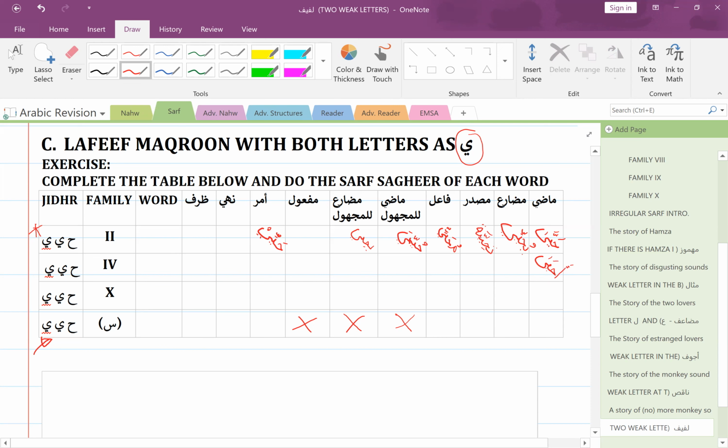أحيا، يحيي. Yes. إحيايا فهو. Yes, you're right. The masdar إحيايا is the same. فهو محيٍ. It can be muhayyin. محيٍ. It can be.